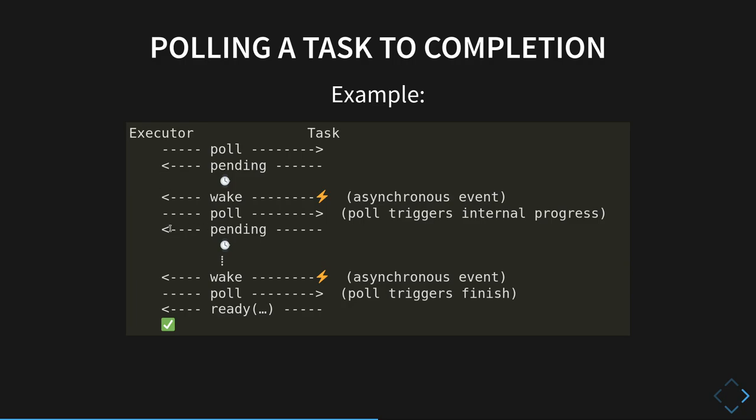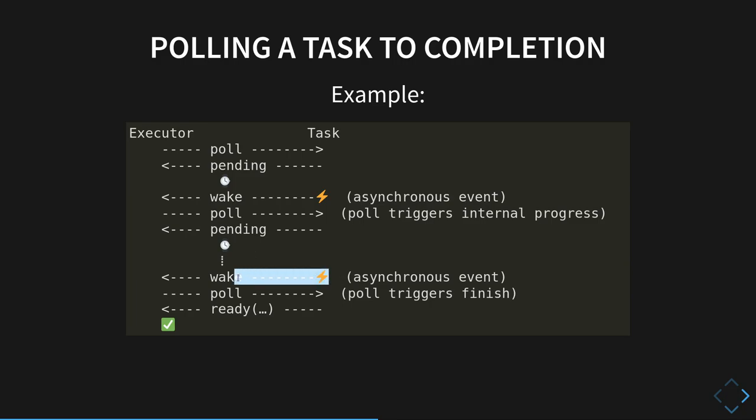And some of the executors are actually implemented exactly like that. Then the executor would poll the task again. The poll would then trigger internal progress in some fashion. Depends on the implementation, but it might not yet be finished, so it still returns pending, and this can repeat as many times as is required for your actual asynchronous operation.